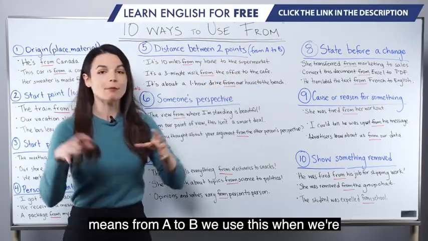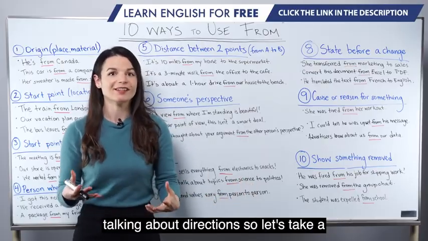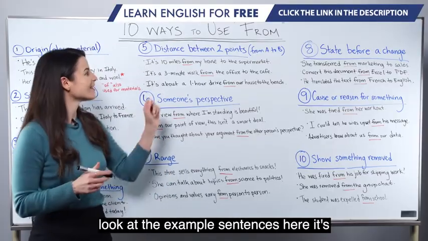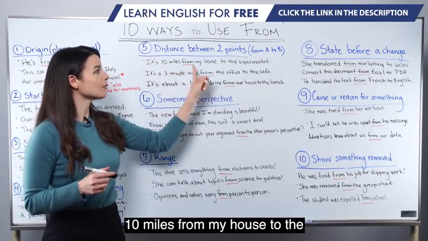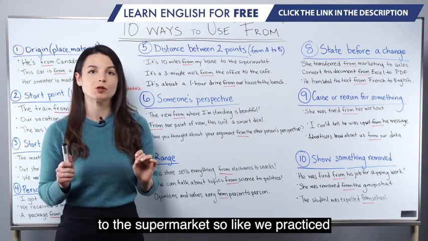So this means from A to B. We use this when we're talking about directions. So let's take a look at the example sentences here. It's 10 miles from my house to the supermarket.